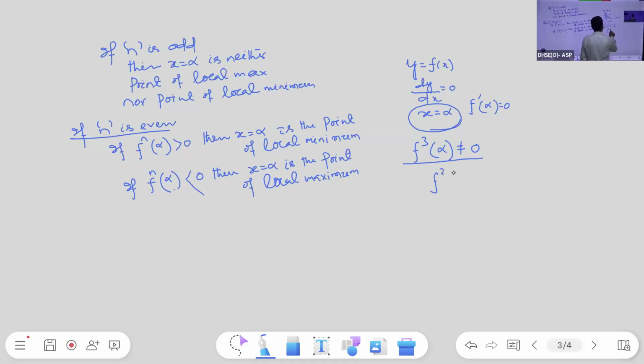If the second order derivative f2 alpha is not equal to 0, then x is equal to alpha is a point of local maximum or a point of local minimum. That depends upon the value of f2 alpha. If f2 alpha is greater than 0, then x is equal to alpha is a point of local minimum. If f double dash alpha is less than 0, then x is equal to alpha is the point of local maximum. Got it?